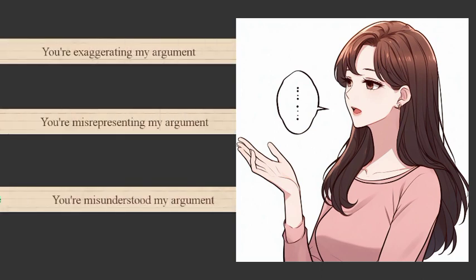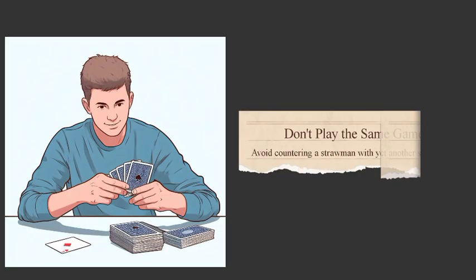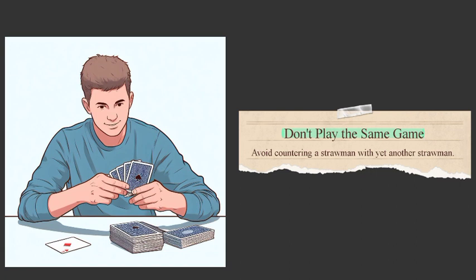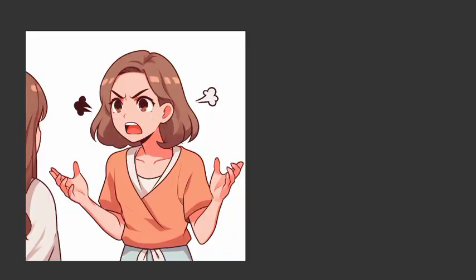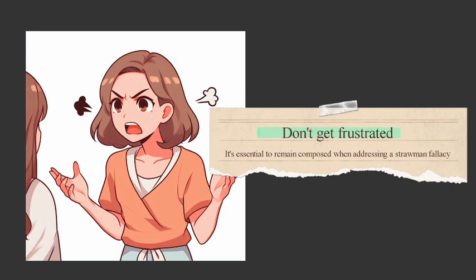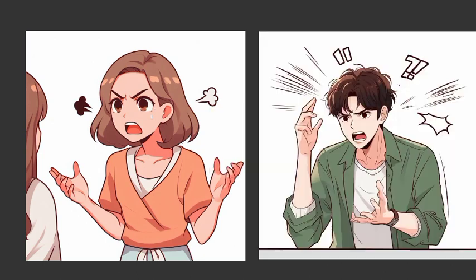Nevertheless, your response should be adaptable based on the specific situation. Next up, we've got a golden rule: don't play the same game. Avoid countering a strawman with yet another strawman. Your strawman response might backfire, leading to your opponent gaining sympathy from observers. And let's not forget, don't get frustrated. It's essential to remain composed when addressing a strawman fallacy. Getting angry during a discussion can have several negative impacts on you and your argument.